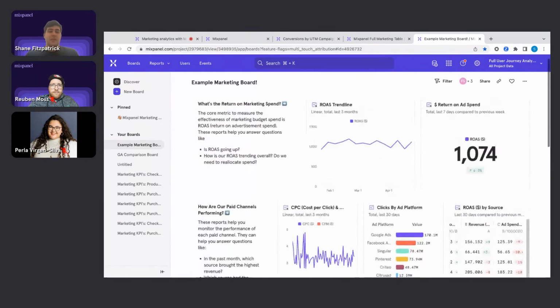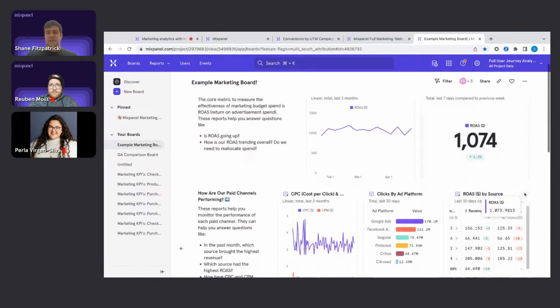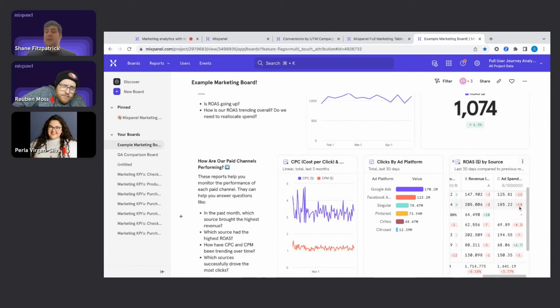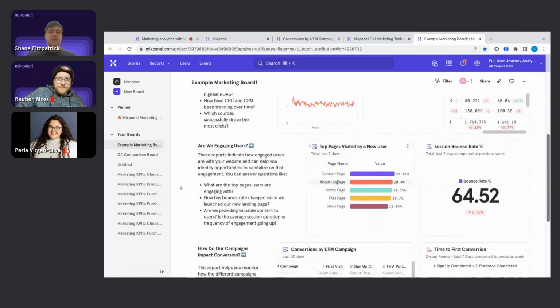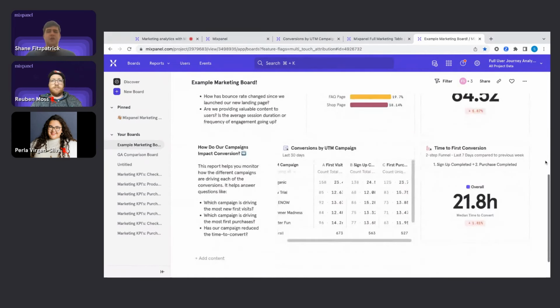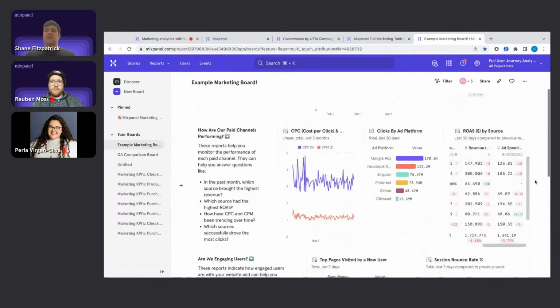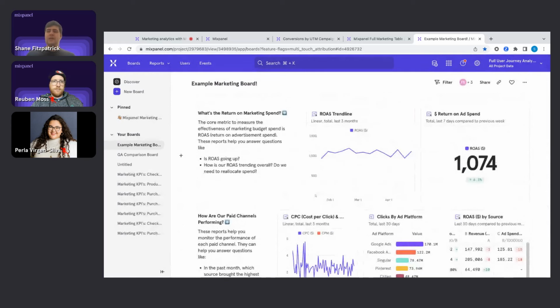You'll notice we're able to build out all sorts of different reports, expanding on the one or two examples that we worked in before. Things like return on ad spend trend lines, clicks by ad platform, return on ad spend by source, engagement questions like what are the top pages visited by a user? What is our bounce rate? How do campaigns impact conversion? That was the conversions by UTM campaign report we were in. We can look at time to first conversion. There's a whole suite of reports that you can build out with some of these features that we just showed and some of the features already available in Mixpanel today to get to an end state like this.